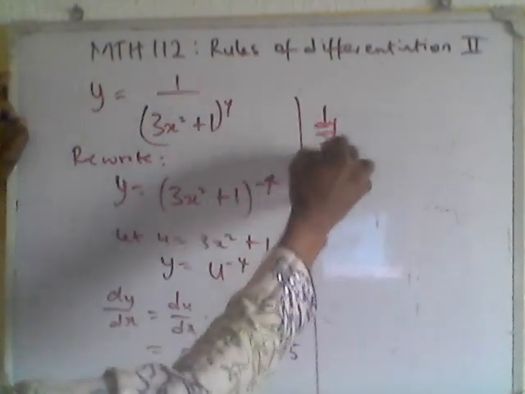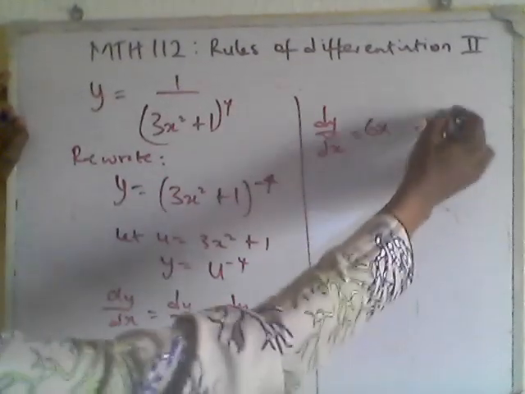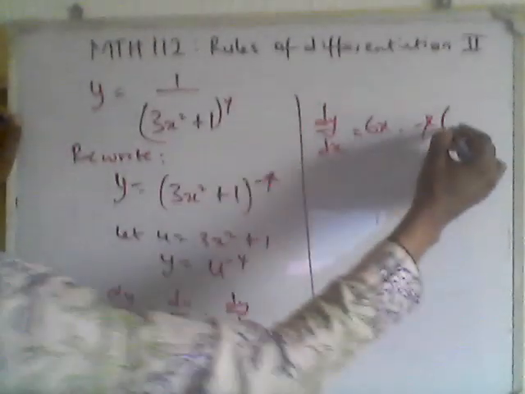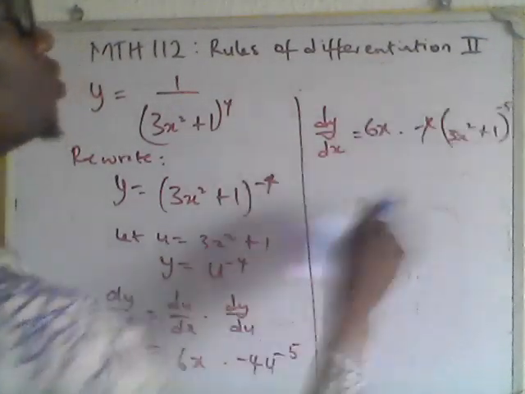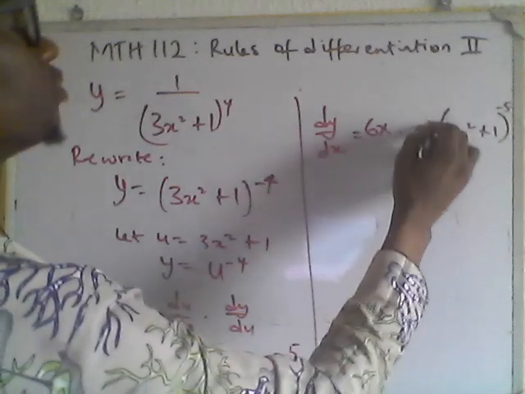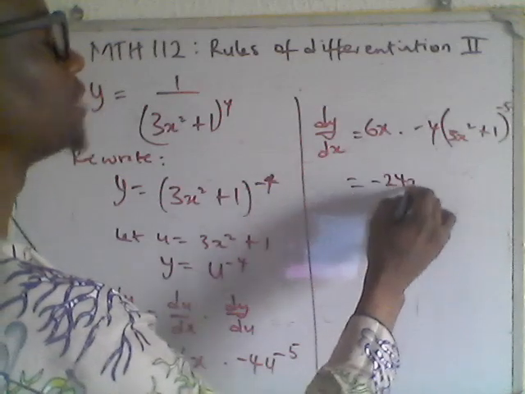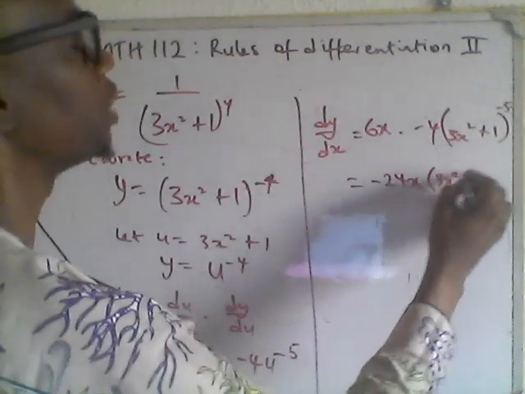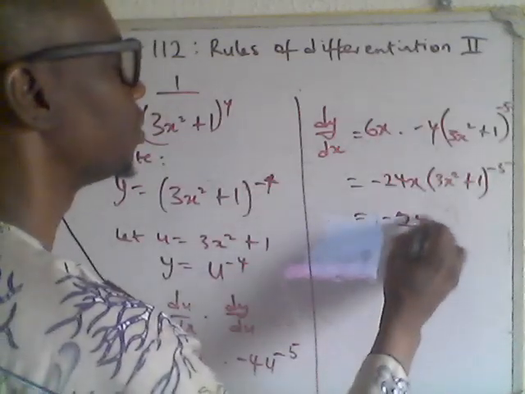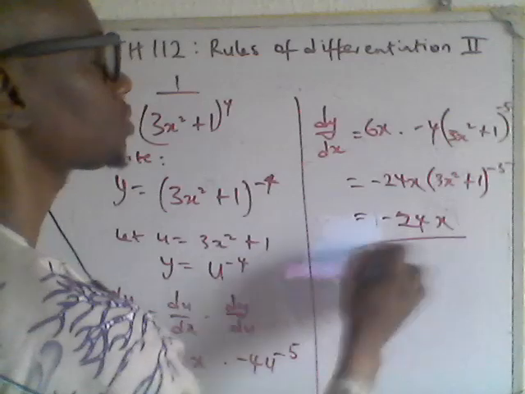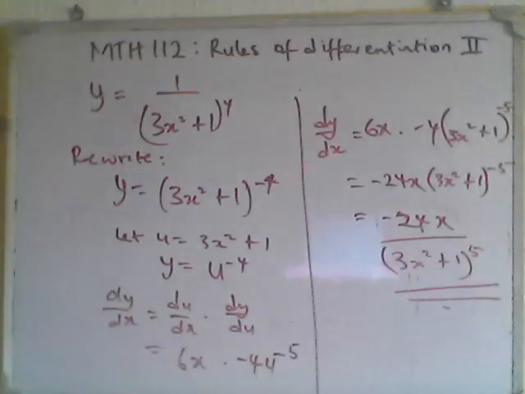So dy/dx is equals to 6x times minus 4, then I will now have u as (3x squared plus 1), just for the power minus 5. Please remember that one. So 4 times 6 is minus 24x, open bracket, 3x squared plus 1 all to the power minus 5. I can still write this as minus 24x, the whole of this one goes down, over (3x squared plus 1) all to the power 5. So this is the final answer for this.